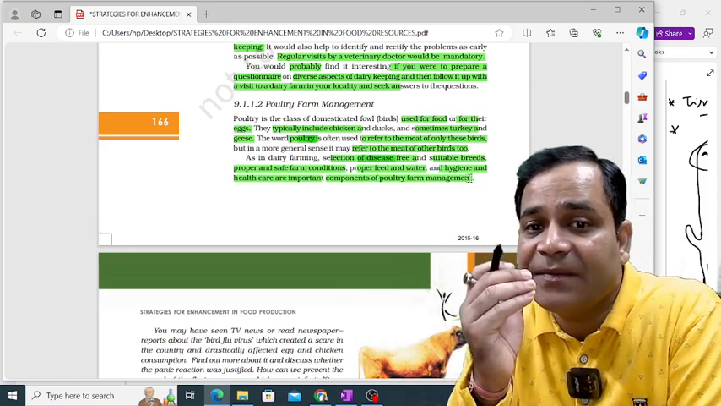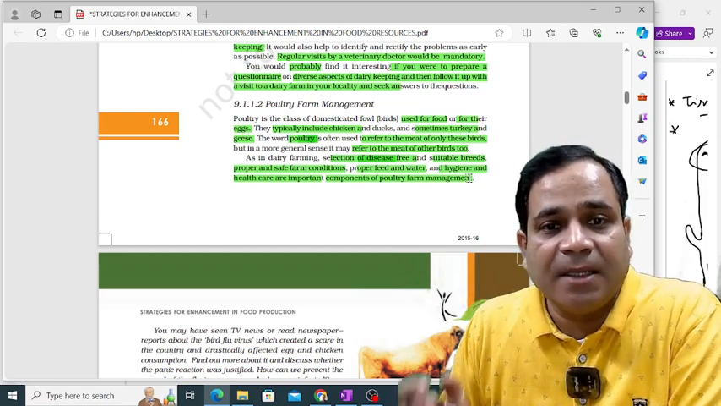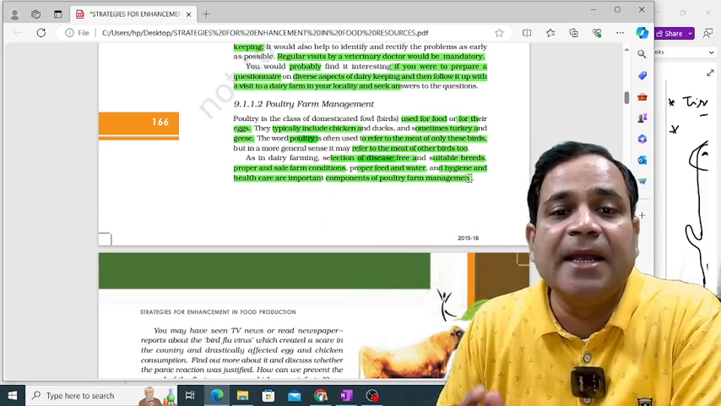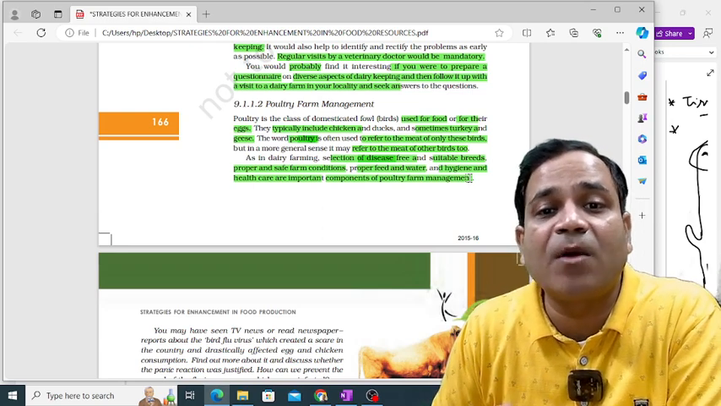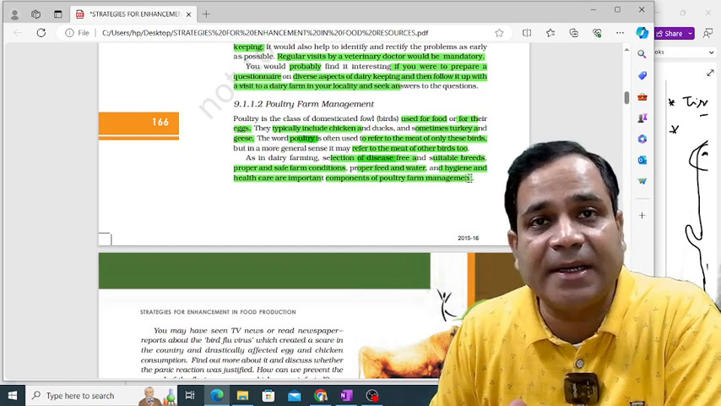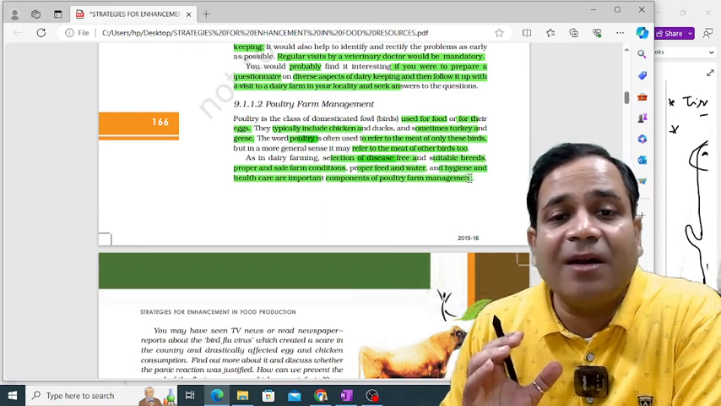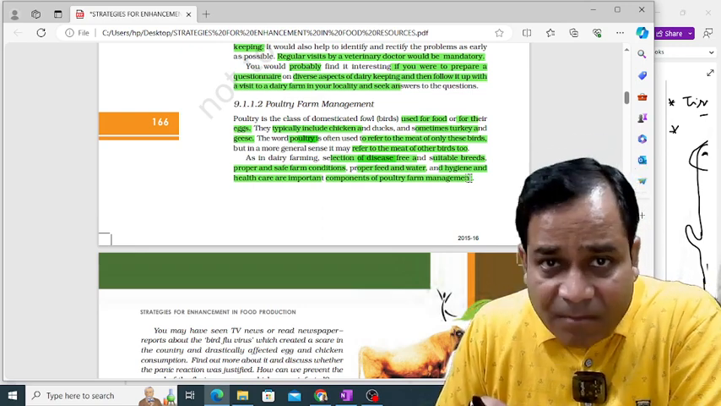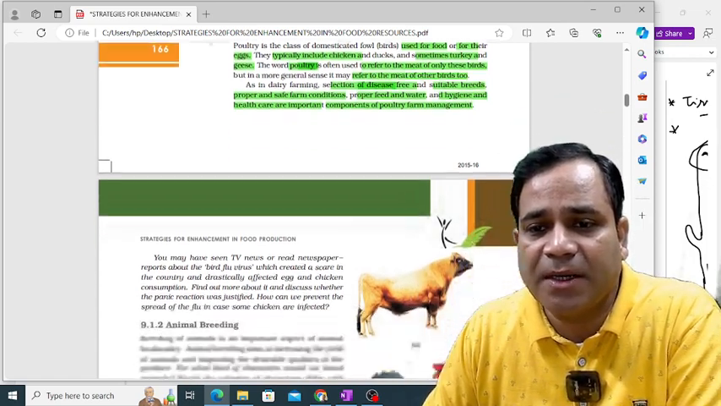So see, what are the basic needs to make farming well equipped? Number one, selection of disease-free animals. Number two, suitable breeds. Number three, proper and safe farm conditions. Number four, proper feed and water. Number five, hygiene and health care. Number six, components of poultry farm management, my dear. So these are all the very basic things for poultry farm management. Getting? Note all of this in your copy also.